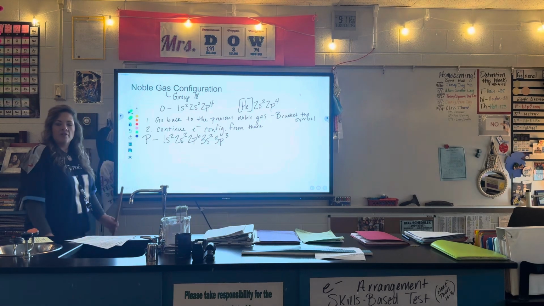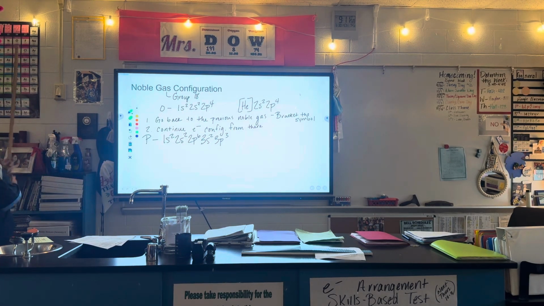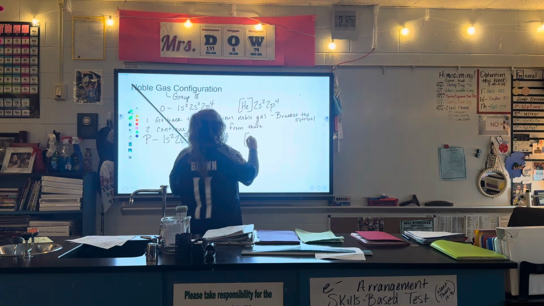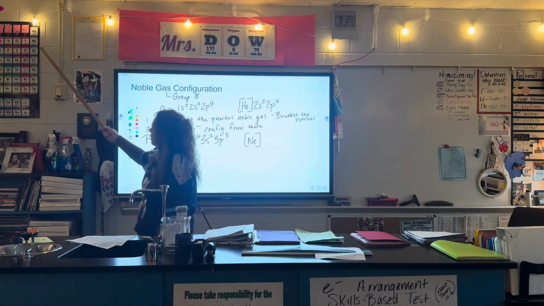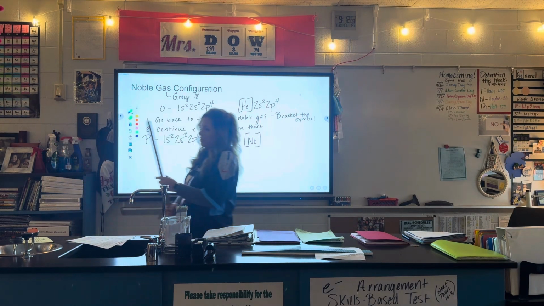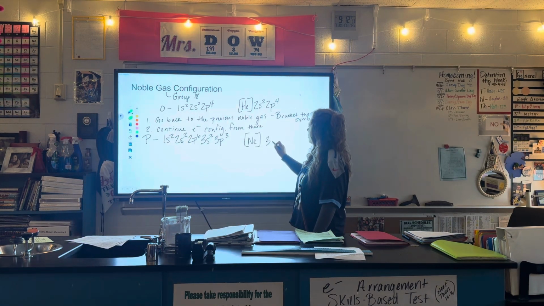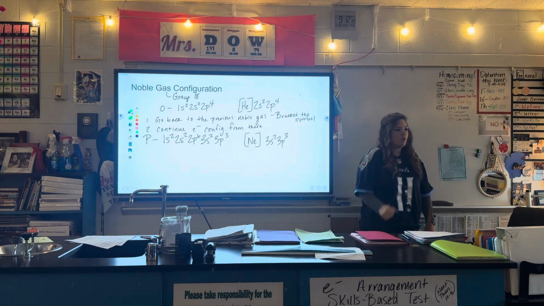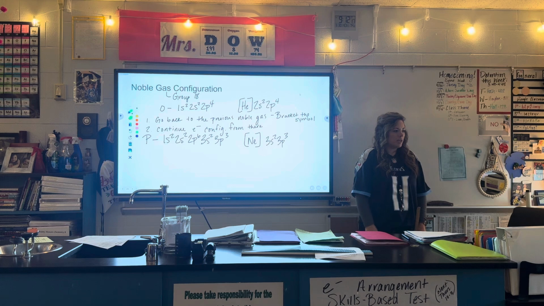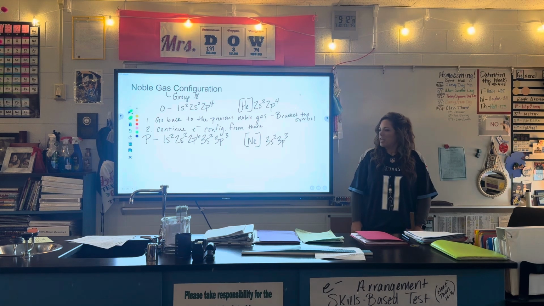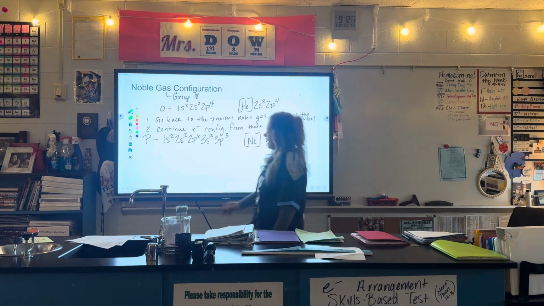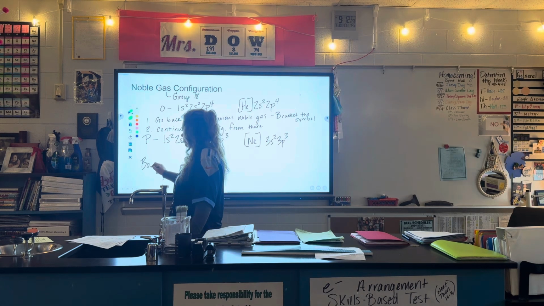All right, so now find the previous noble gas for phosphorus. Neon. So we're going to bracket neon. And then we just do the next line. So what would we have left? 3s squared and 3p to the third. So you're always going back to that previous noble gas and starting from there. All right, we did barium, which was very long.